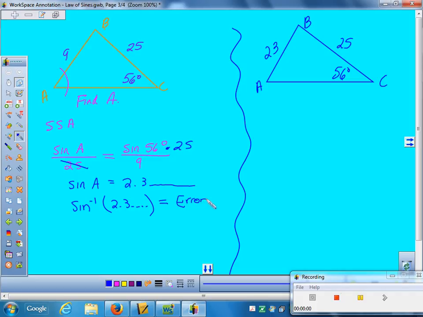And so you'll know when you're calculating it, you'll get sine is equal to a number bigger than 1. So this is a situation where there's no triangle. This information cannot physically form a triangle. Yeah, no triangle.